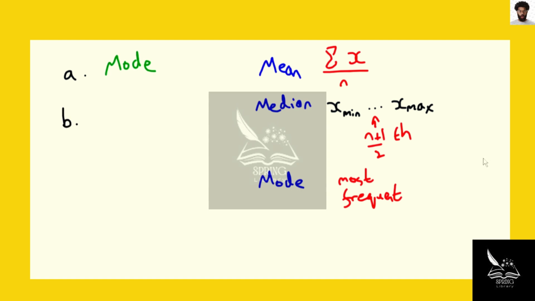B, the measurement 87 is the largest measurement, and we replace it by 98. Which of these would be affected? First of all, the mode wouldn't, because 87 wasn't one of the modes, so it's not affected here. The median also is not affected.